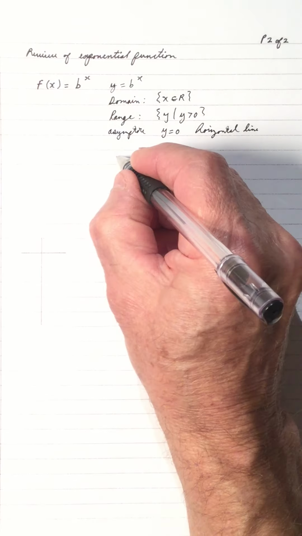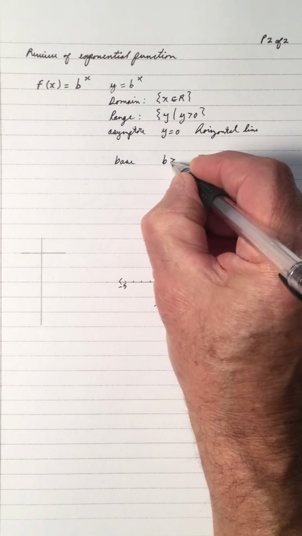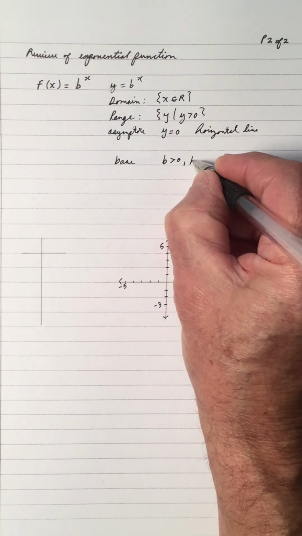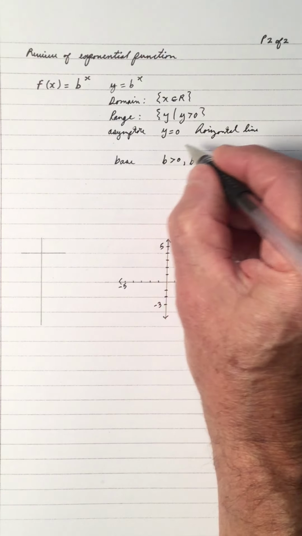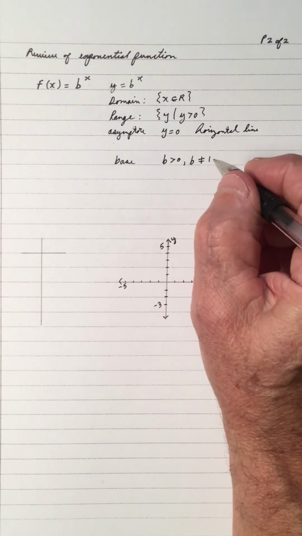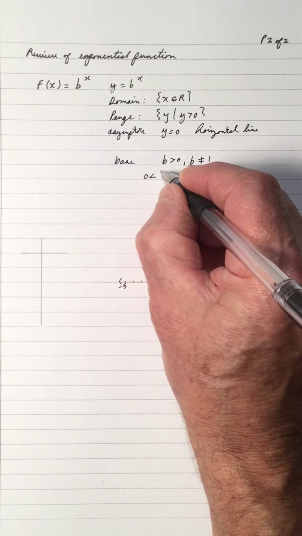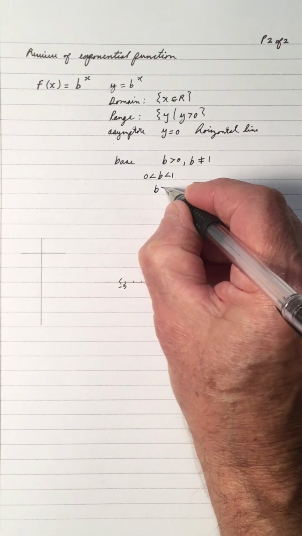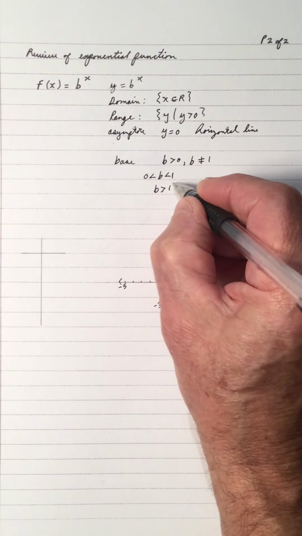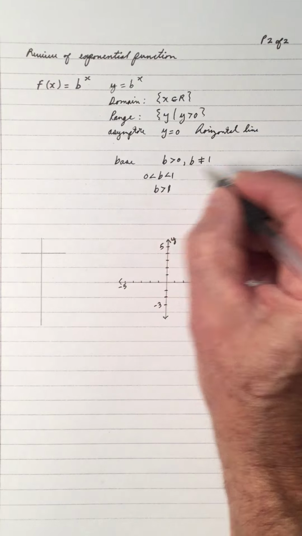And the base, very important, the base is greater than 0, and the base is not 1. So the base is greater than 0, not 1. That means the base could be between 0 and 1, or the base could be greater than 1. And if it's greater than 1 it's a growth curve, if it's between 0 and 1 it's a decay curve.